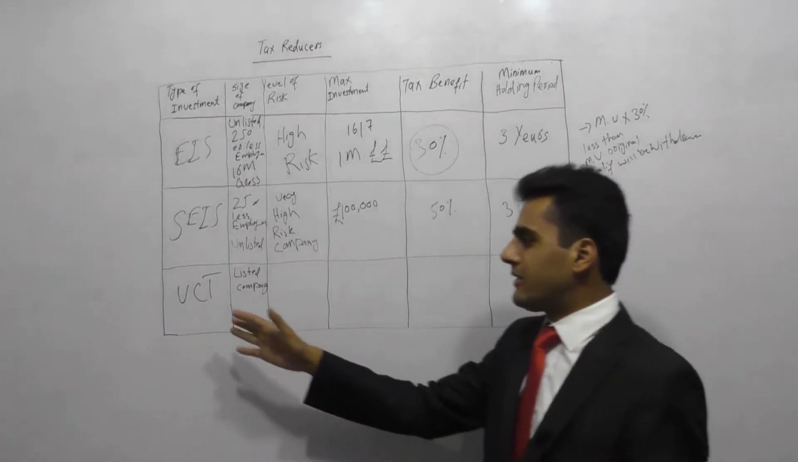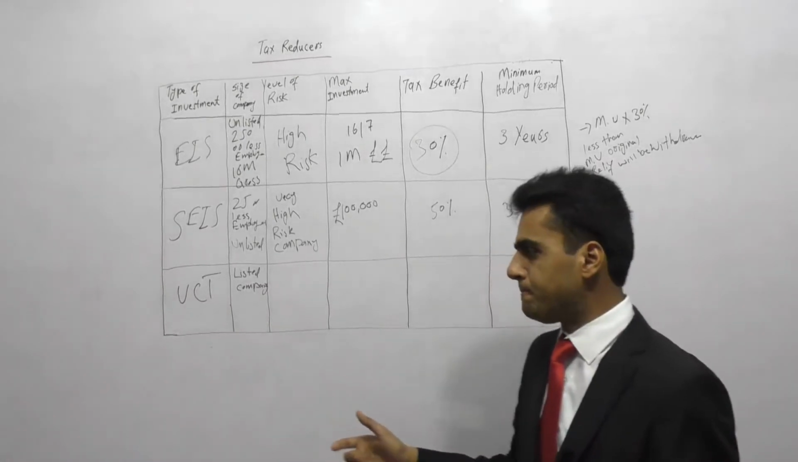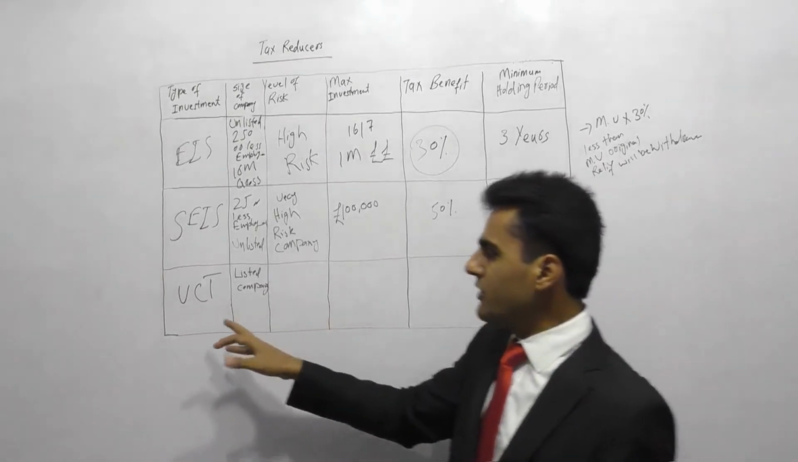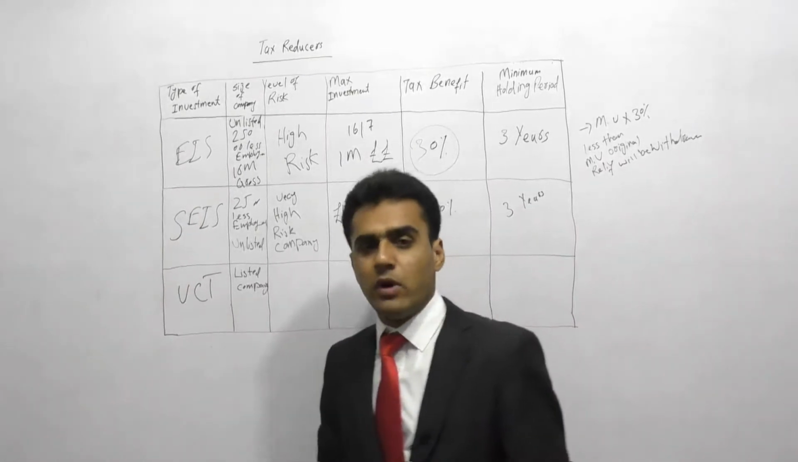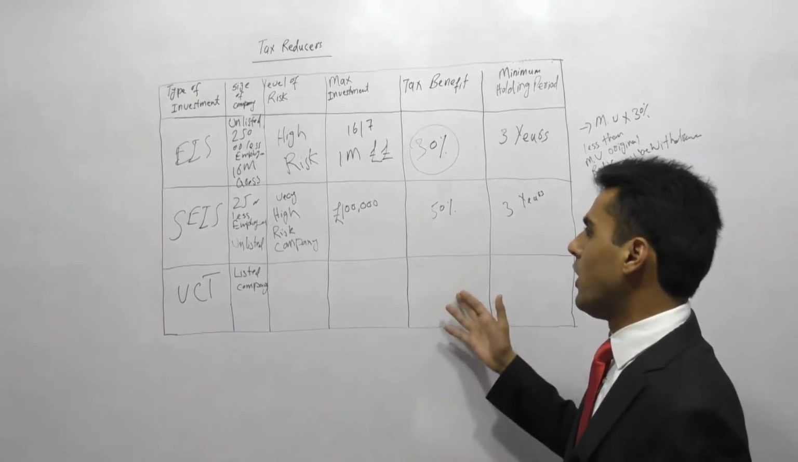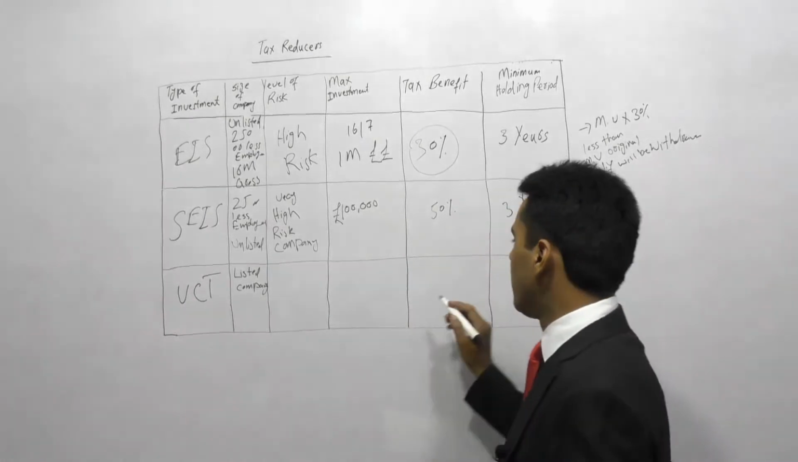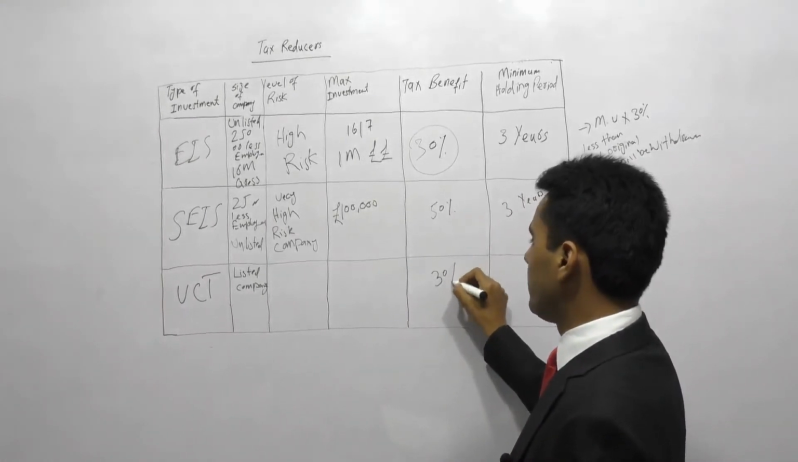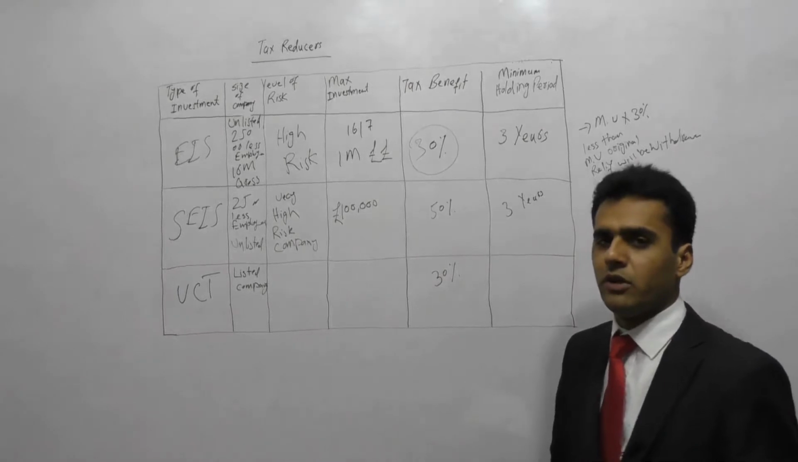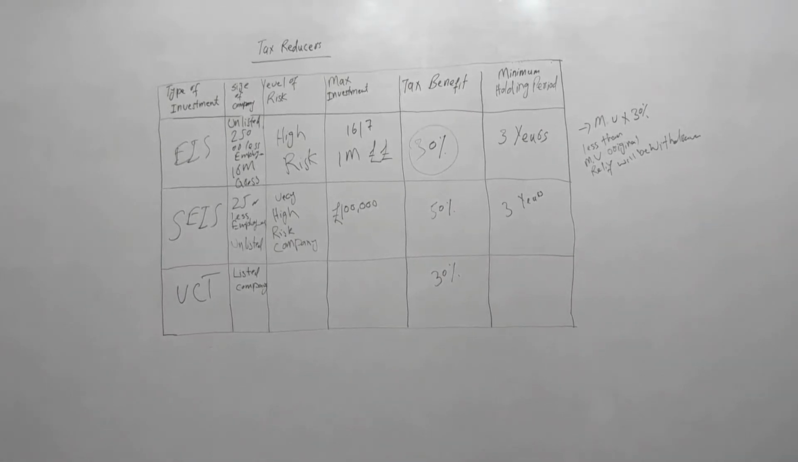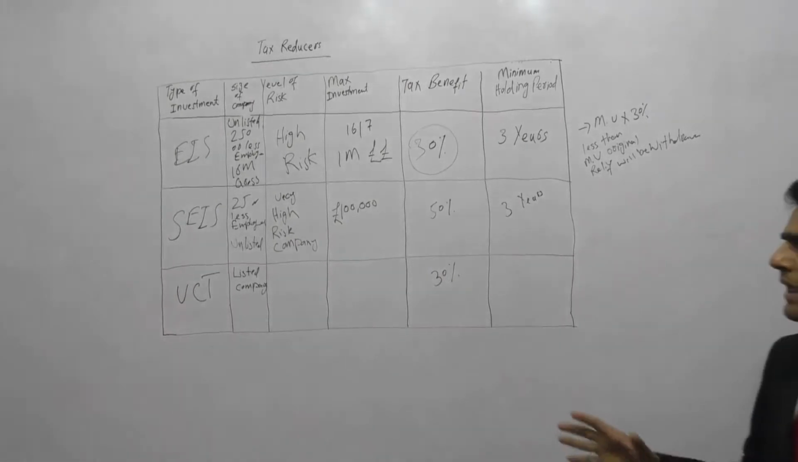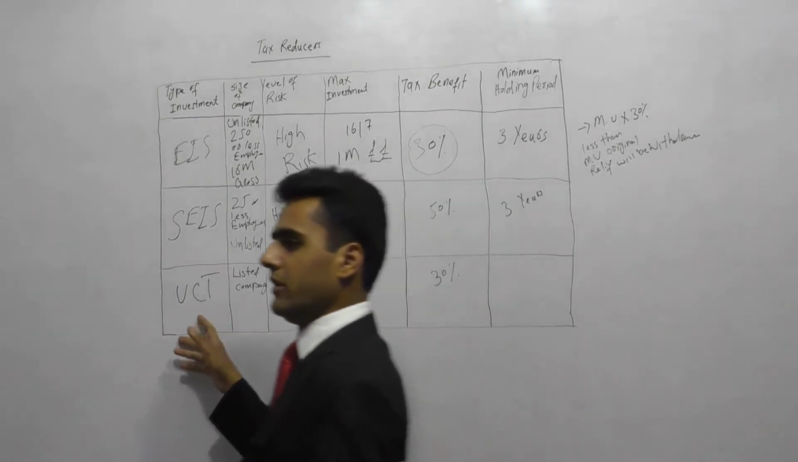So what happens is that if you invest in these companies, all right, now this company is eventually going to invest in one of these companies. Now it depends on how much relief I will get, then I will decide which company I'm going to invest. Say for example I'm getting 30% relief, 30% tax reducer. Now tell me, which company are you going to invest? I would invest in this company, VCT.